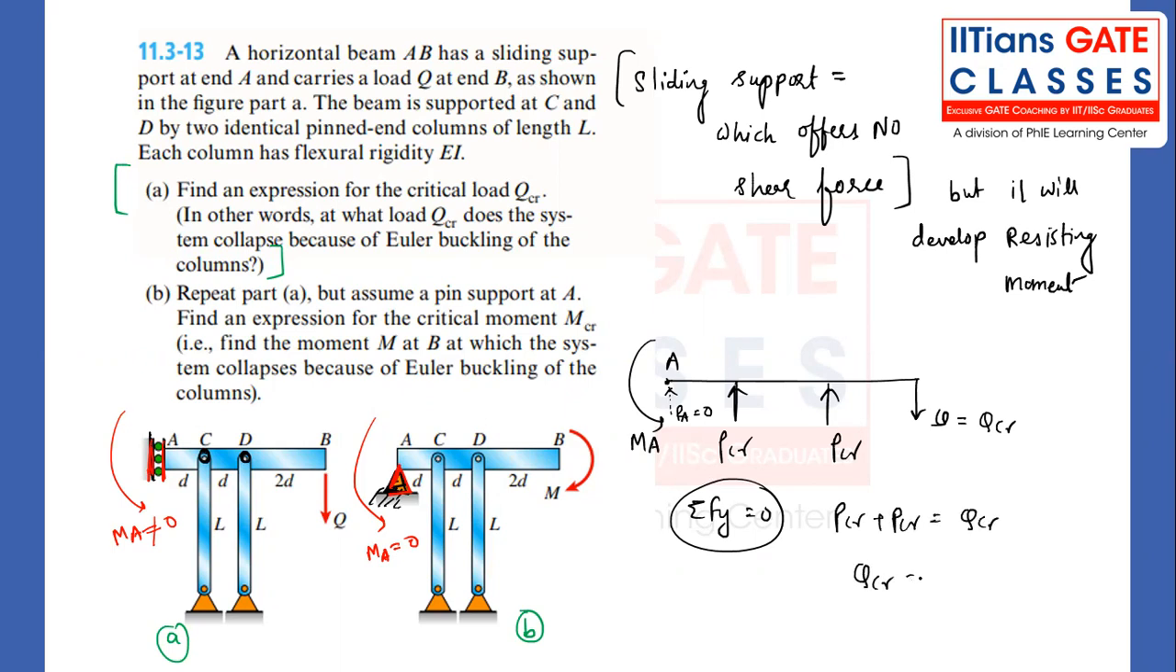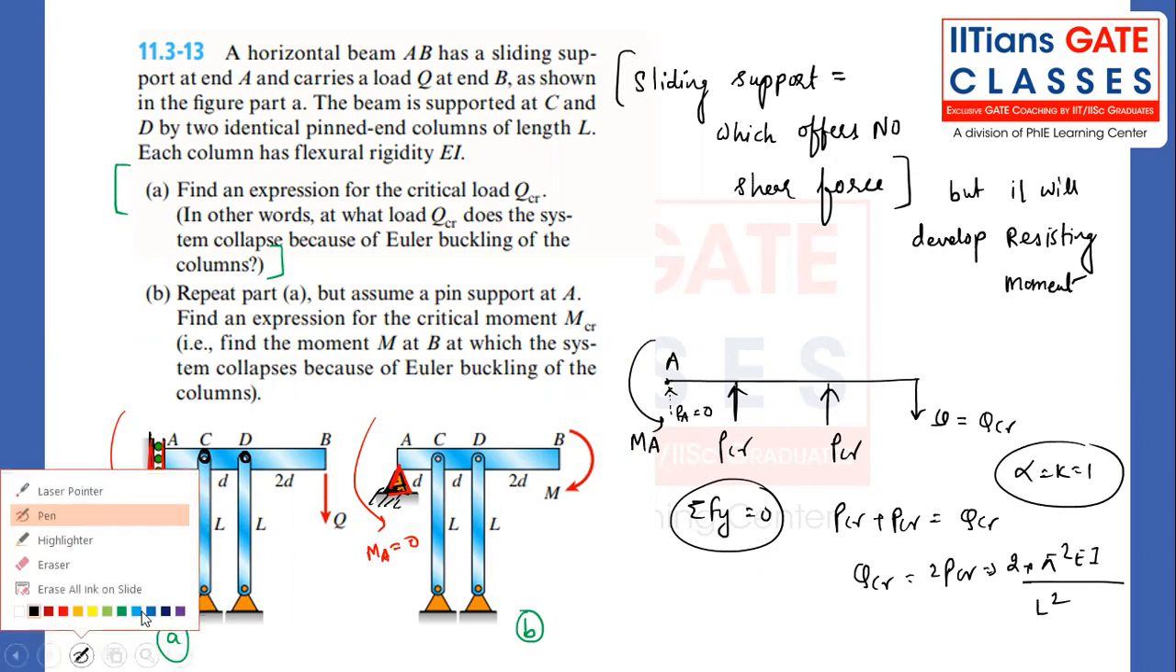So what is QCR? 2 PCR. That means 2 times pi square EI minimum divided by L square, because it is a pin connection. So alpha, or K, will be 1. Getting my point? These are a few things which are very, very important.